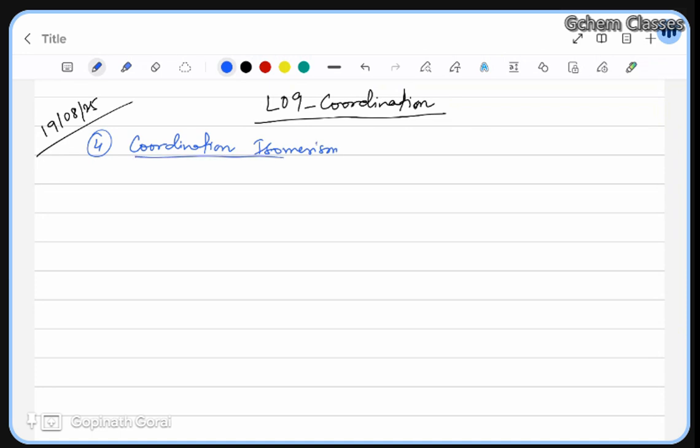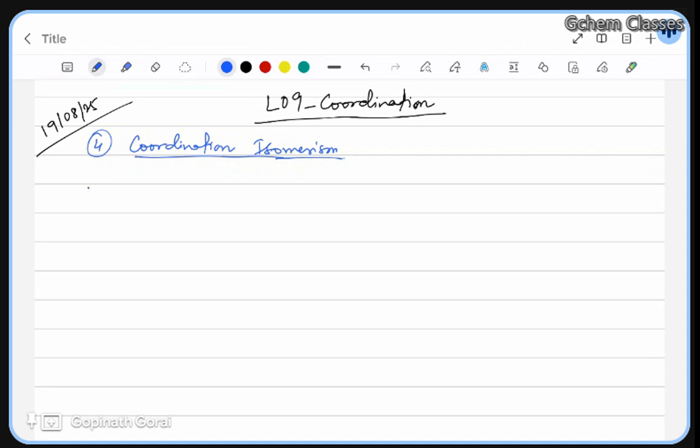Right. So in coordination isomerism, these are complexes where the cation and anion are both complex ions, and there may be an exchange of ligands. There only ligand exchange will be there between these two complex ions. So that we call coordination isomers.